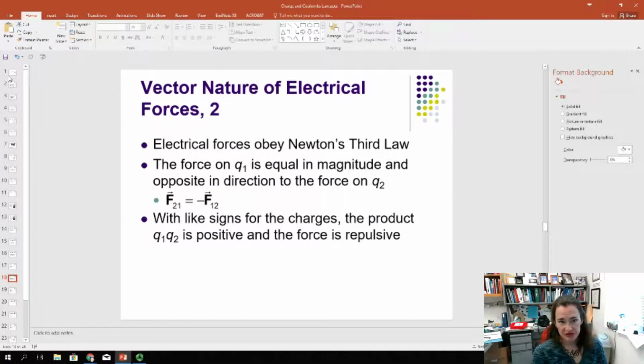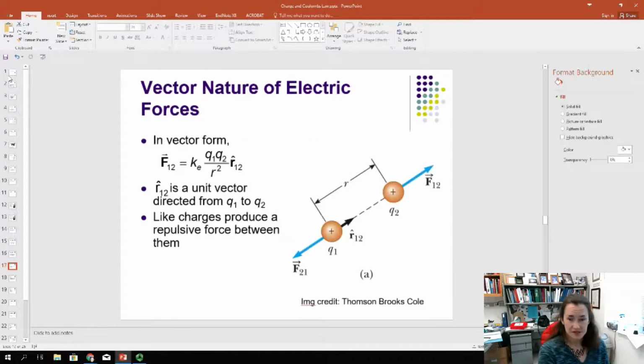This is an action-reaction pair. So the force that charge 1 exerts on charge 2 and the force that charge 2 exerts on charge 1, those two forces are equal in magnitude but opposite in direction. As we saw on that drawing, F21 and F12 have the same length. Those two blue vectors have the same length, and they're pointing in opposite directions. The arrowheads point in different directions, away from one another.